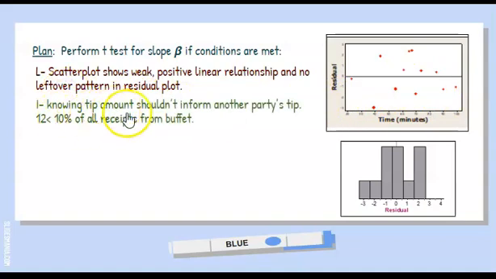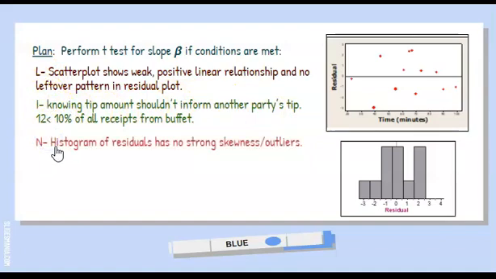Independence. Knowing the tip amount from one party won't inform us about another party's tip. And 12 is less than 10% of all the receipts from the buffet. I hope so. So that's L-I. N is for normal. We look at the histogram of the residuals. There's no strong skewness, there are no outliers, so we can assume approximate normality of these.